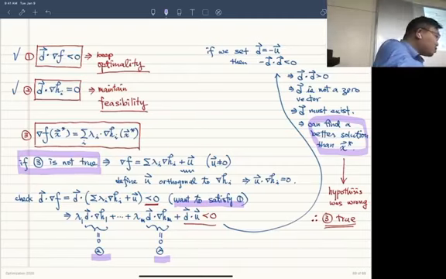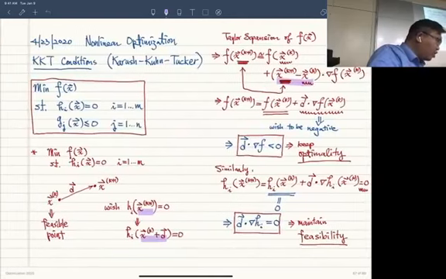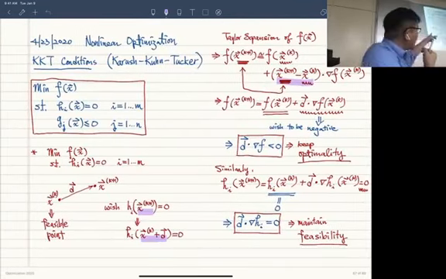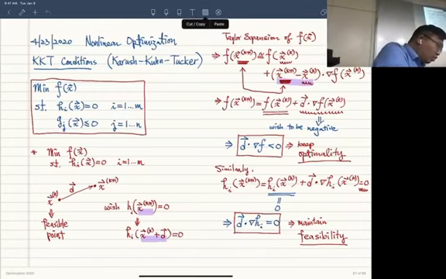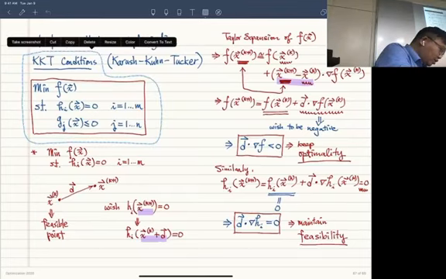Okay, so now we could finally come back to the optimization problem, while we want to talk about the initial problem. Okay, so we could now talk about KKT.